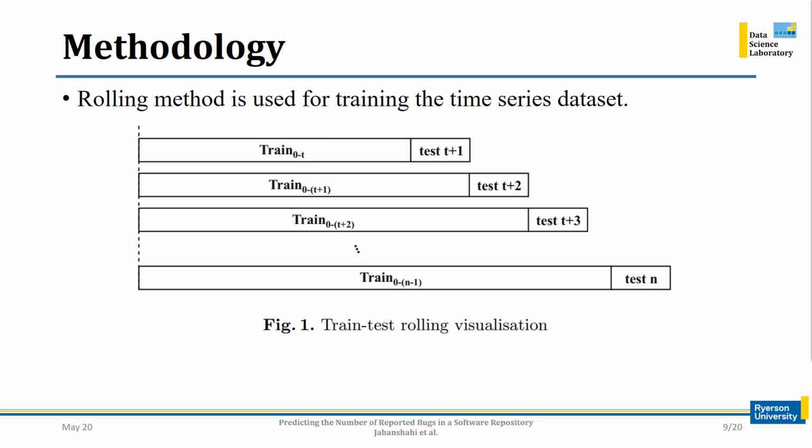In order to train time series models on the data, we have applied a rolling method. The idea is that we train the dataset from time 0 to t, and then we test the model on time t plus 1. In the next step, we add that test to the training set. So our training set will include everything from time 0 to time t plus 1, and then the testing part would be applied on time t plus 2. So it is how it works and it will continue to the end. We call it the rolling approach.